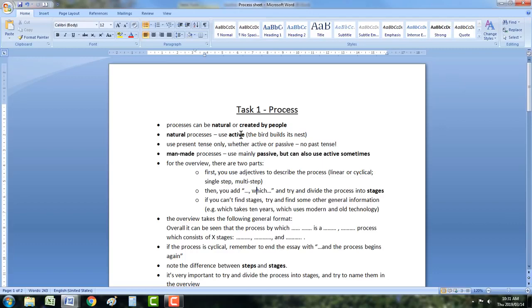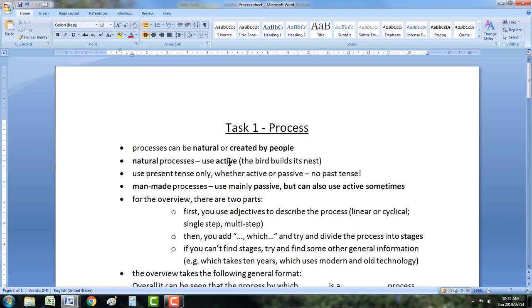Process like map, you've got to be very aware of active and passive. In these natural processes, most of the time you'll use active. The bird builds its nest, because there aren't people involved doing this to the bird. But in the man-made processes, it's usually people doing the thing to the product, so you will use a lot of passive. As you will see, we can use active sometimes. Sometimes it's good to put an active in. Another thing is no past tense, just present tense, because it's like this thing happens every day. So we're just using present tense.